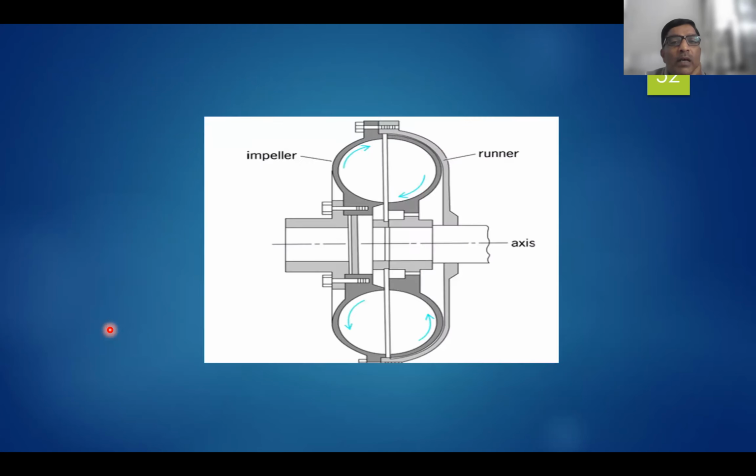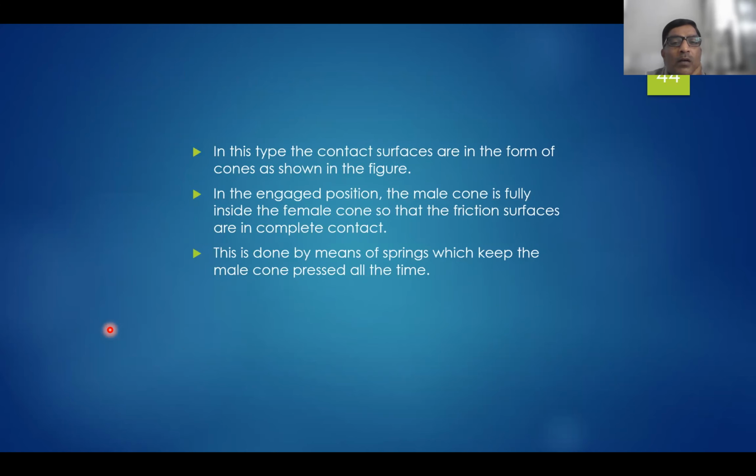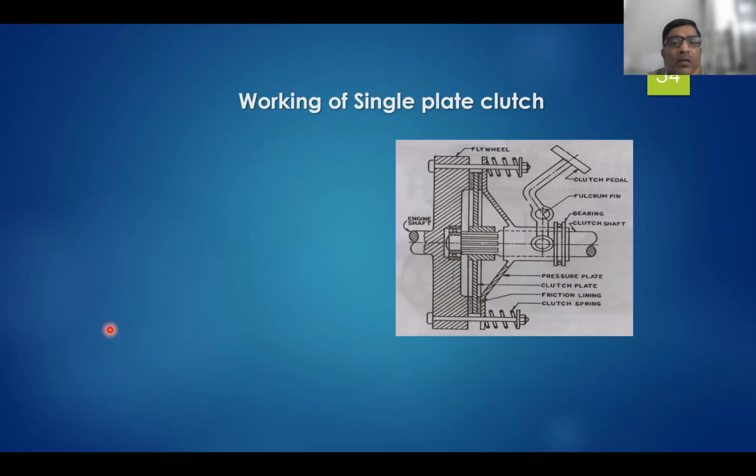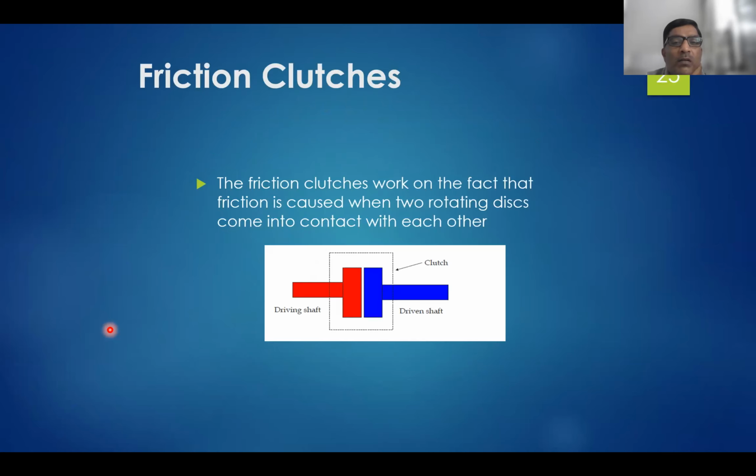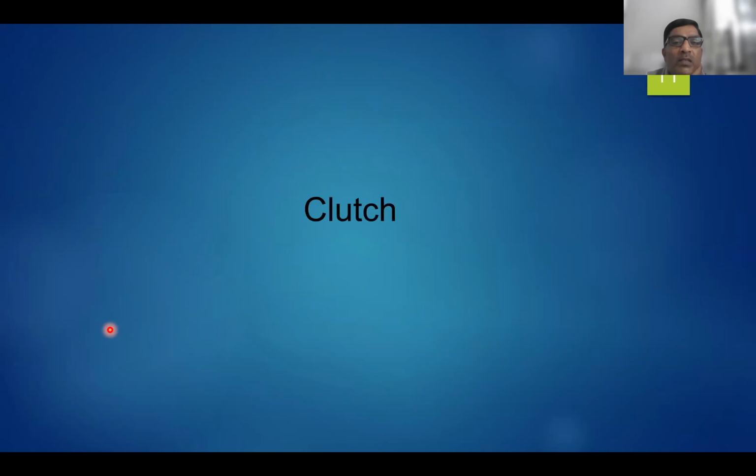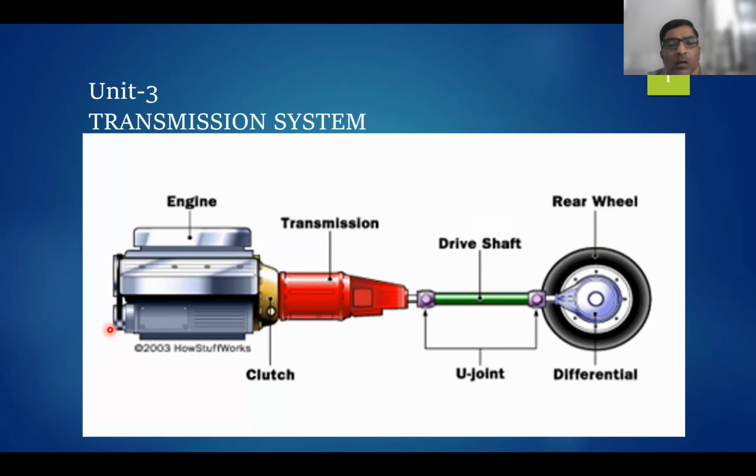So just start revise this again because it is an important chapter in the syllabus. Okay. So in this unit, we have seen the transmission system, wherein the engine, the clutch, transmission box, then drive shaft, that is propeller shaft, final drive, and the rear wheel.